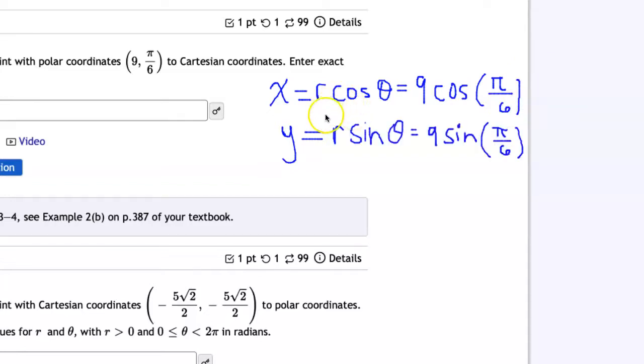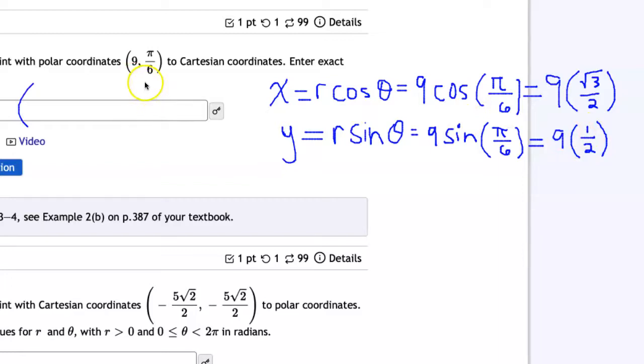And similarly, the y equation is y is equal to r sine theta, so 9 times sine of pi over 6. And now we use the unit circle values for pi over 6. So here are the substitutions from the unit circle. And now we can write our final answer.